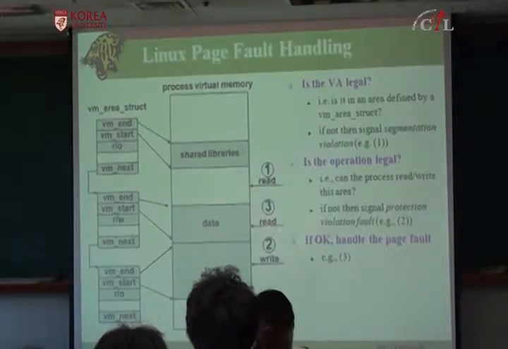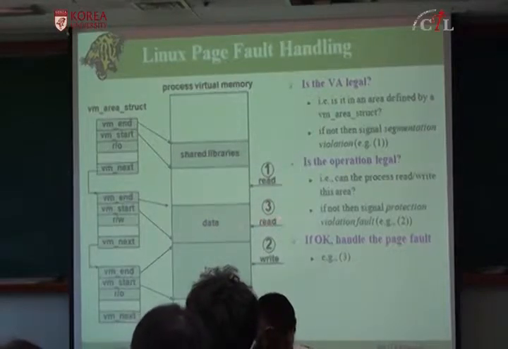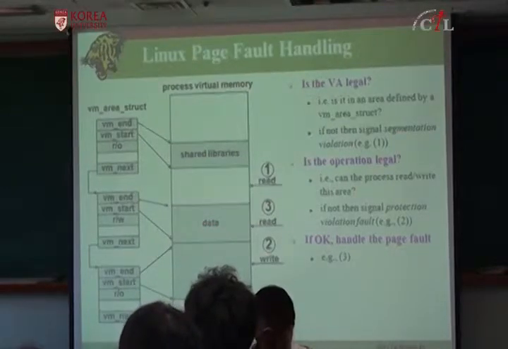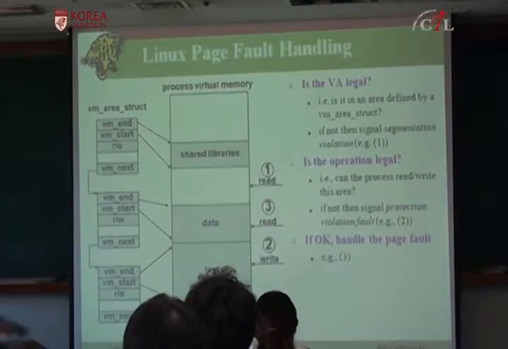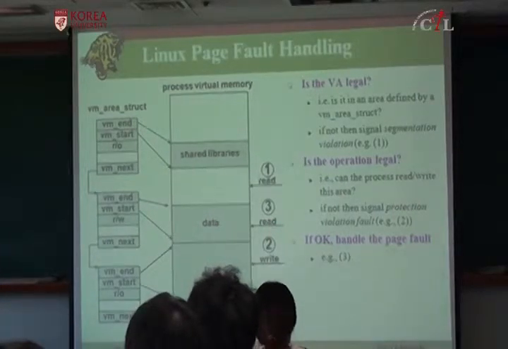Number 3, you are trying to read some global, this is the static data segment. You remember, you store global variables and all the static variables in this segment. And you're trying to read some data, which is allowed. So you can continue. And if this is a page miss, then you have to handle the page miss. You bring the disk page into the main memory. Okay?